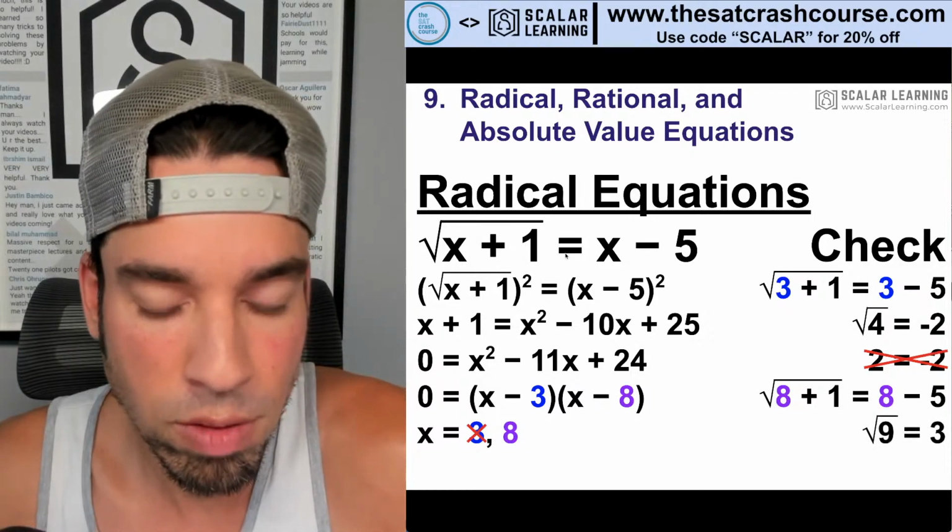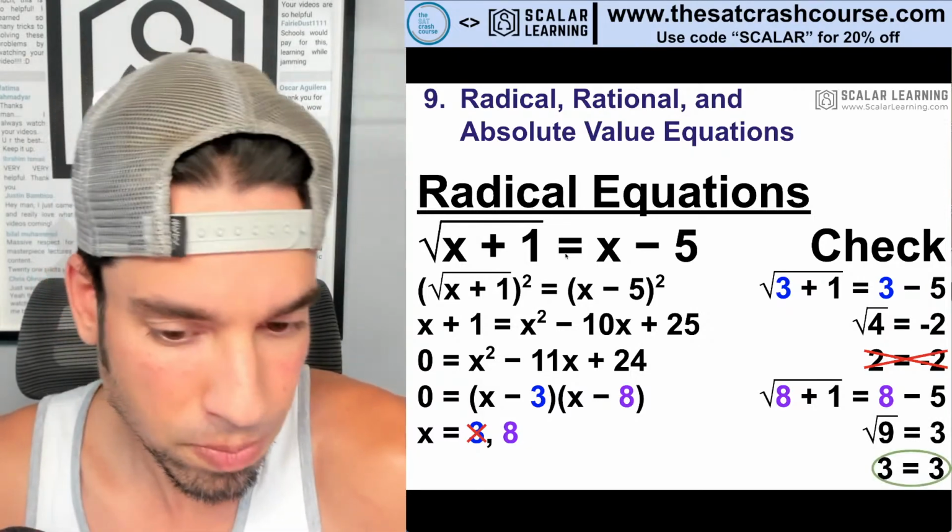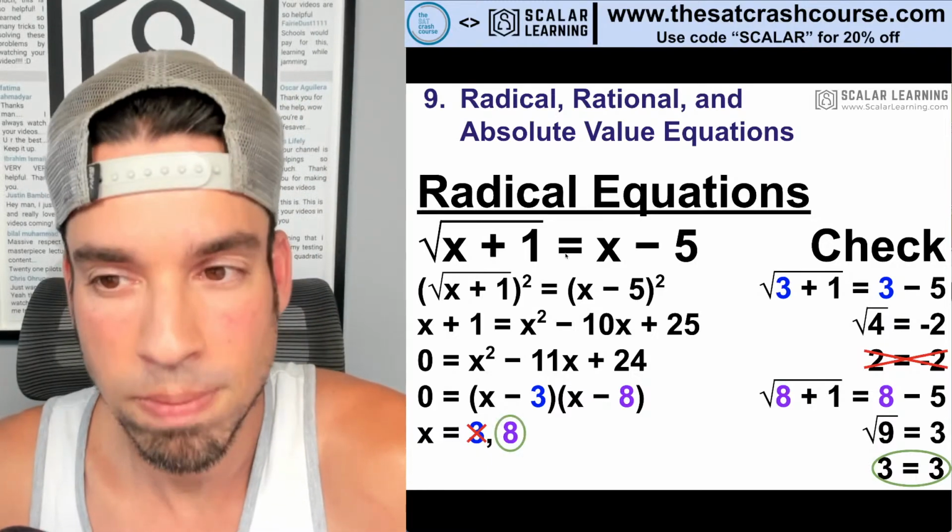But what about our second option of 8? Yes, we get radical of 9 equals 3. That is indeed correct. 8 is a winner. That's how you do it. Done. Okay.